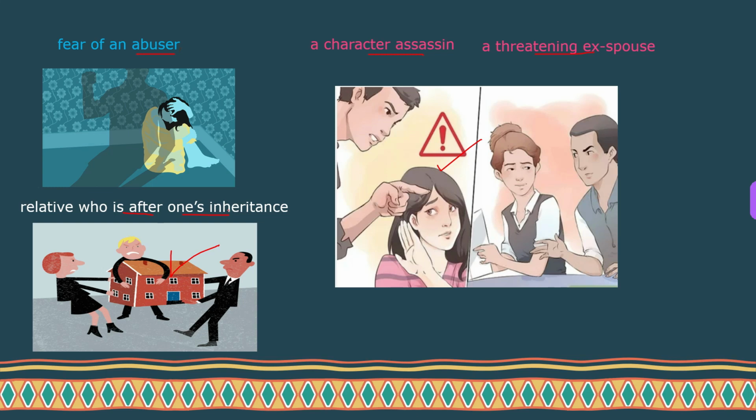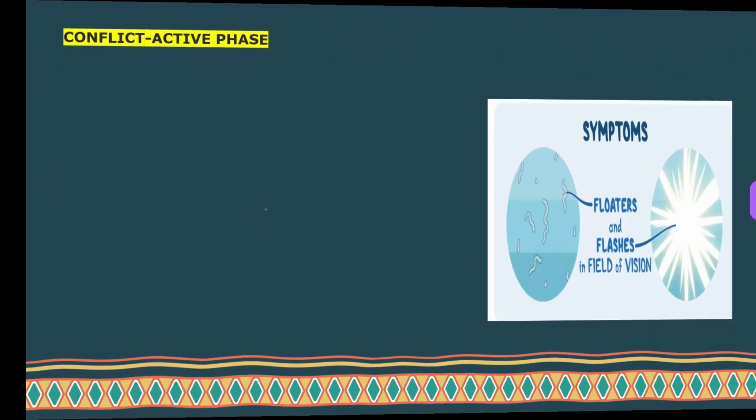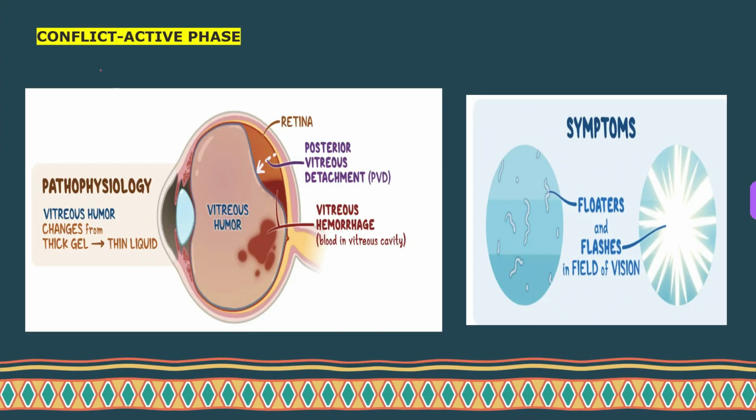This fear could also be experienced as feeling pressured by someone at school, at home, or at work. So I hope it is clear to you what the basic biological conflict behind eye floaters is. It is fear of a predator. Now next we'll talk about the conflict active phase. What happens during the conflict active phase?